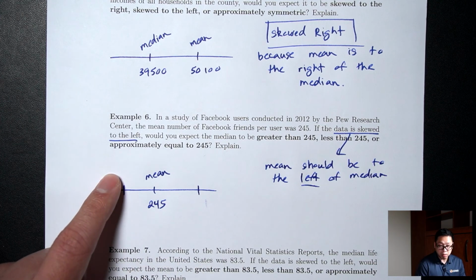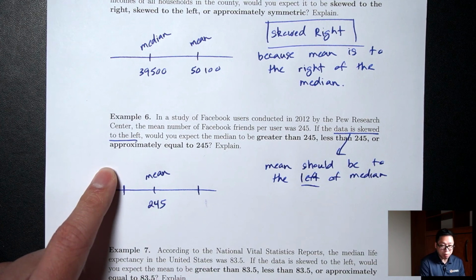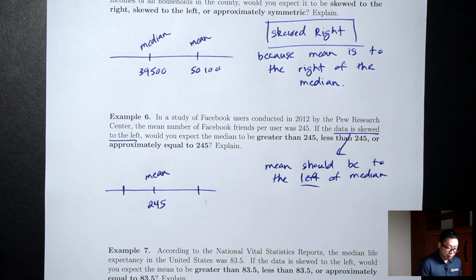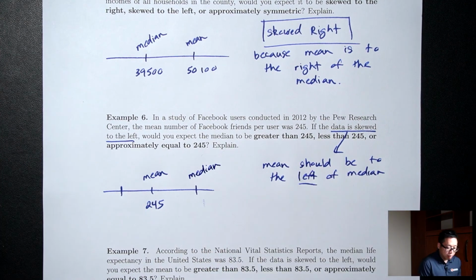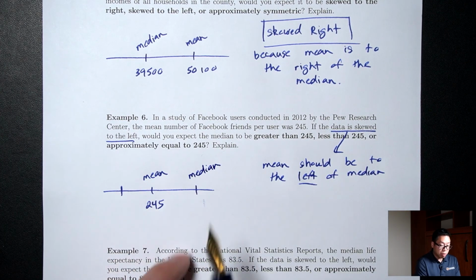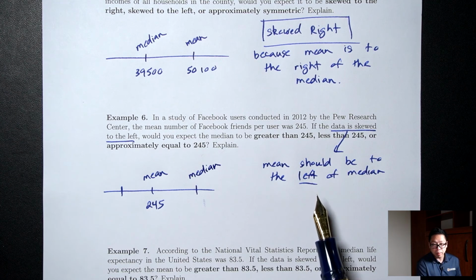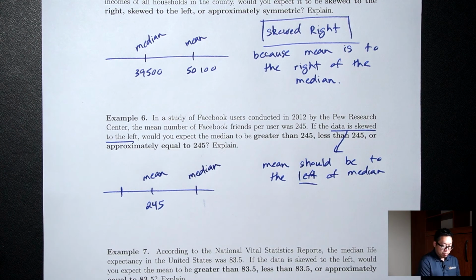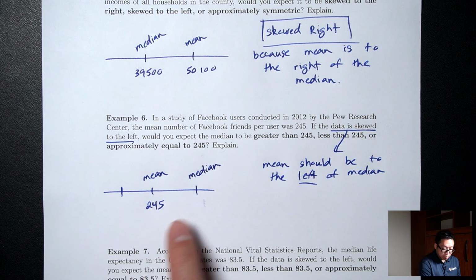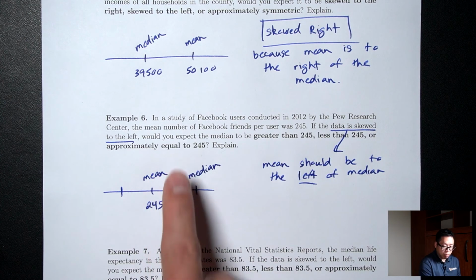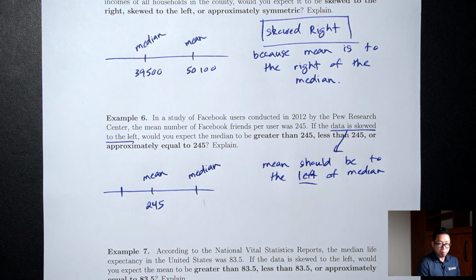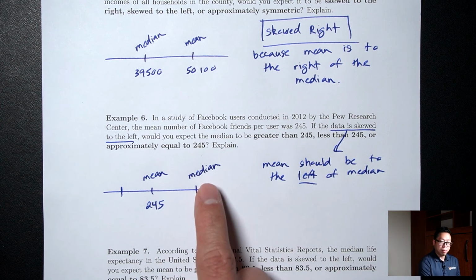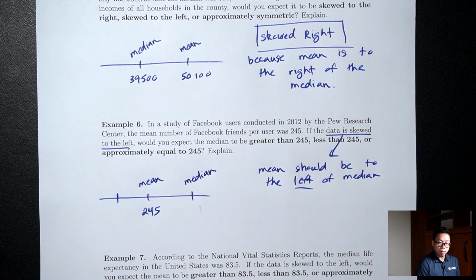You can't put the median here. If you put the median here, then the mean will be on the right side of the median, but we want it to the left. You would have to put the median right here. If I put the median right here, then the mean is to the left of the median, like I want it. And what does this mean? Median, is it greater than 245, less than 245, or equal to 245? Well, the median is to the right, and to the right means bigger. The median will be bigger than 245.